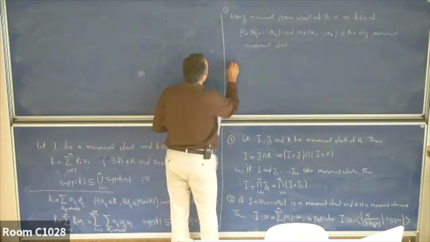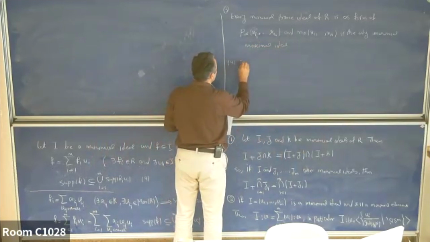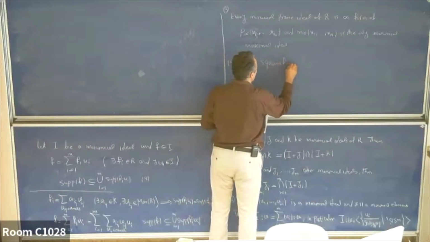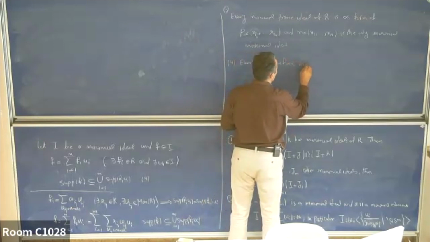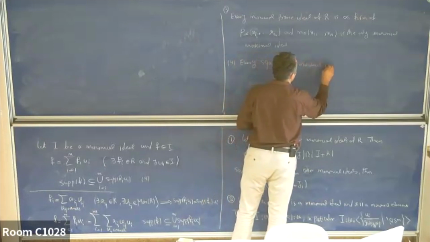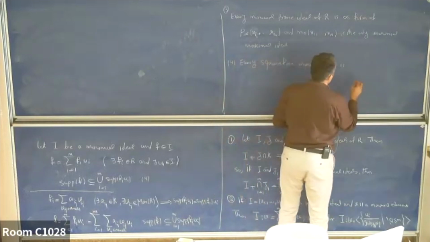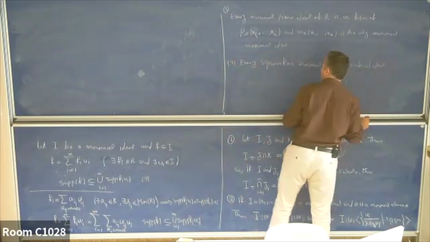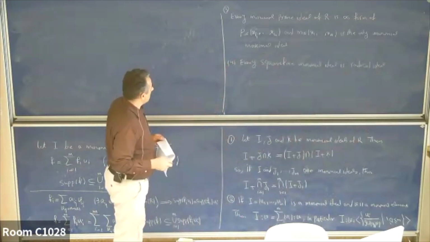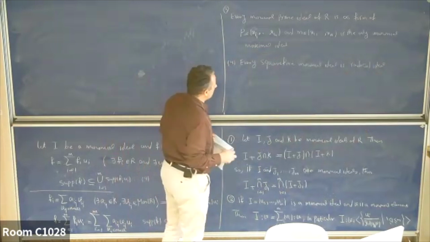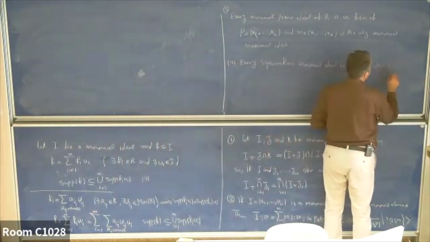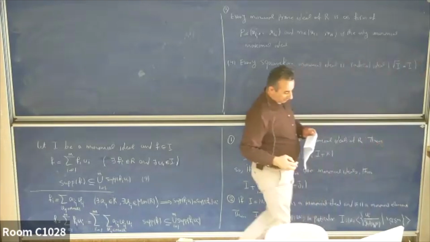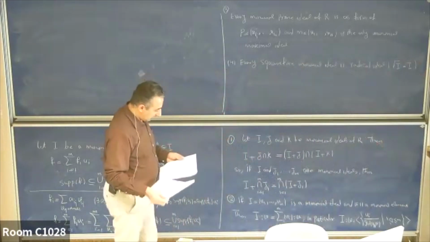And fourth, every square-free monomial ideal is a radical ideal. This is one of the theorems we proved yesterday. Radical ideal means that the radical of I is equal to I. This is what it means.